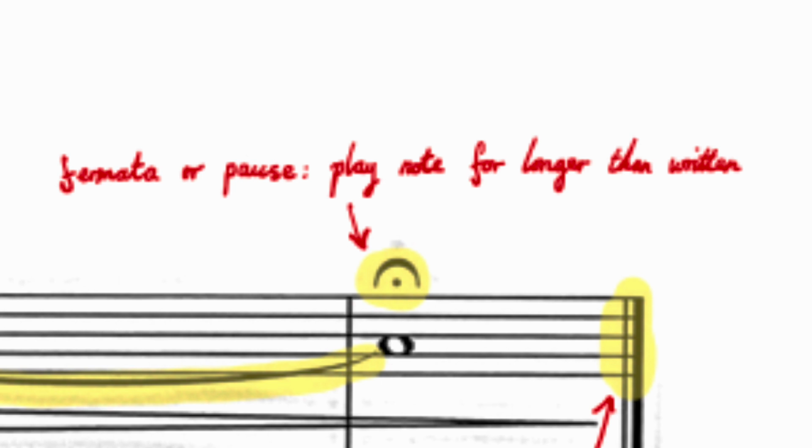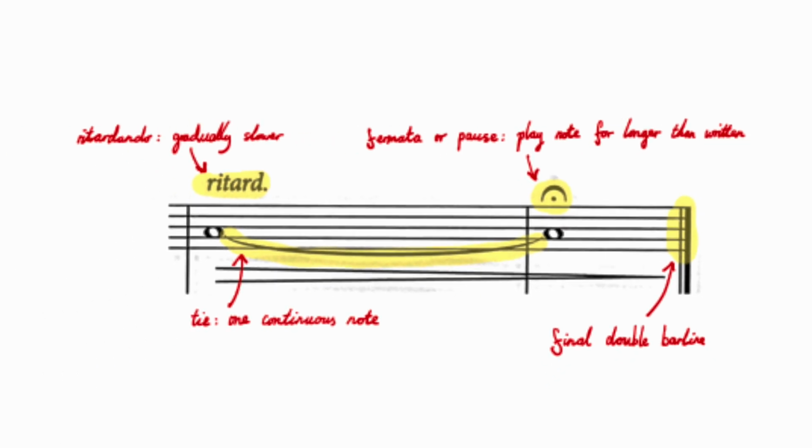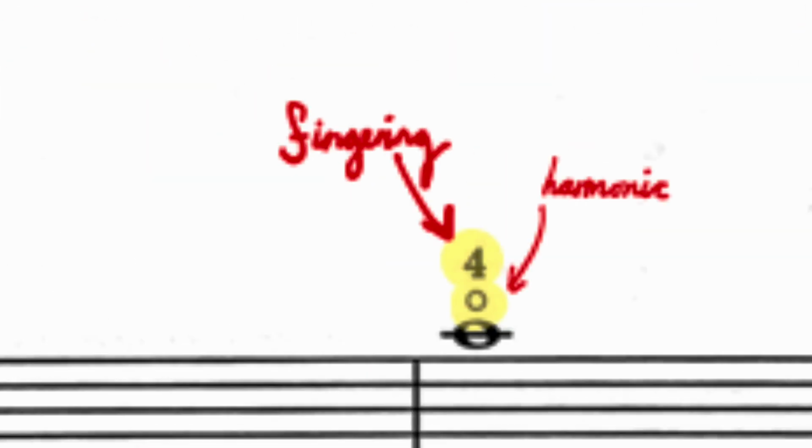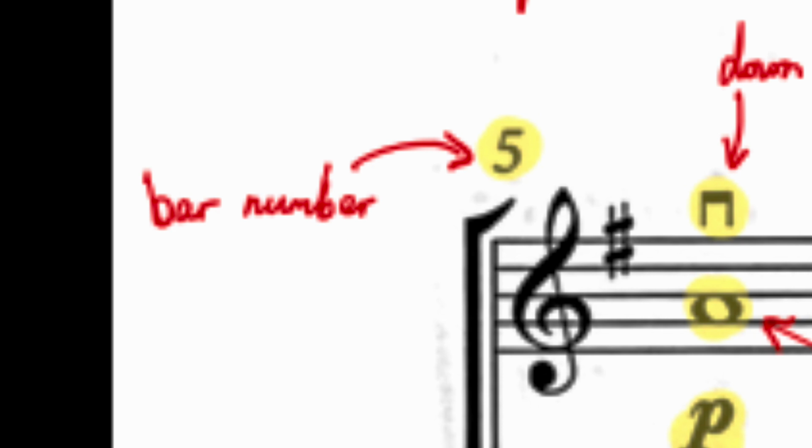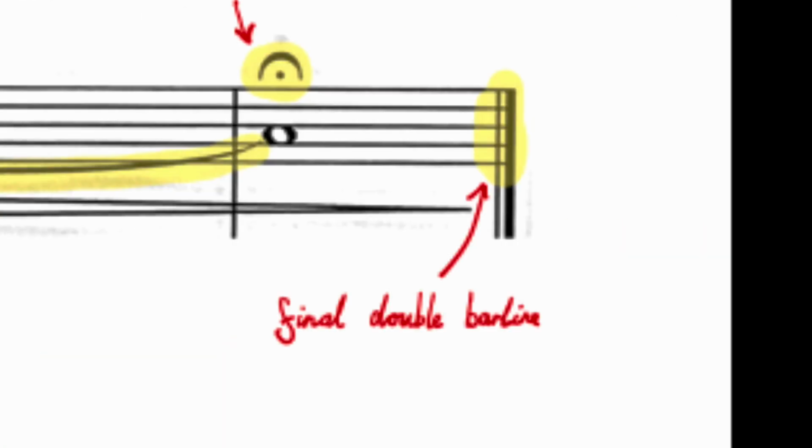The final note has a fermata or pause symbol, meaning to play the note for longer than written. Between the tie, the ritardando, and the pause and the decrescendo, you play the last note for as long as you can until your bow runs out, gradually becoming softer and fading away. The numbers above notes are fingerings, and the numbers at the beginning of each line are bar numbers. The piece finishes with a final double bar line to indicate the end of the piece.